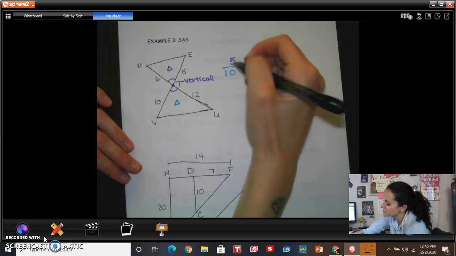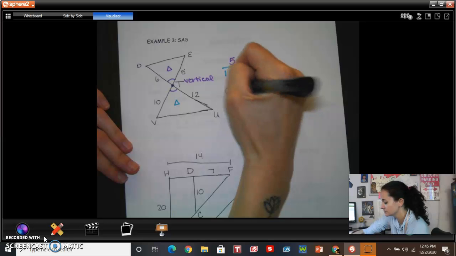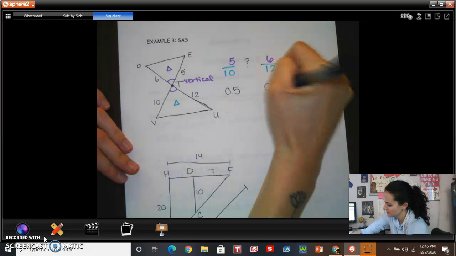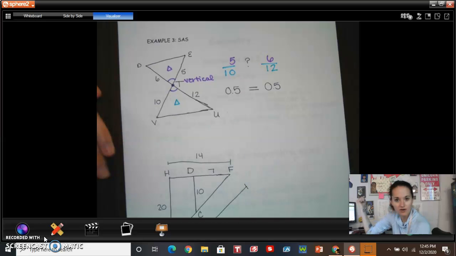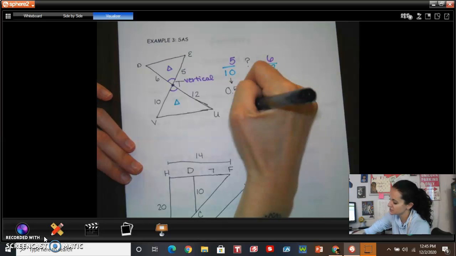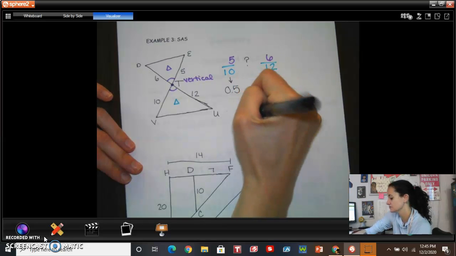All right, so let's see. 5 over 10, I don't need a calculator for that. 6 over 12. Yay! They are equal. So we can say similar by side, angle, side.